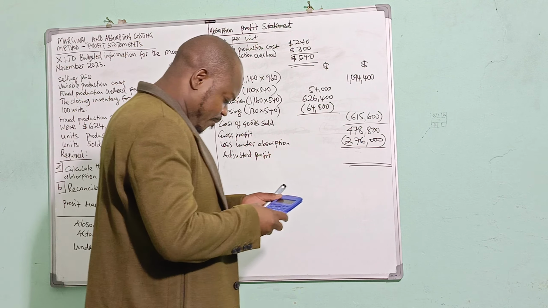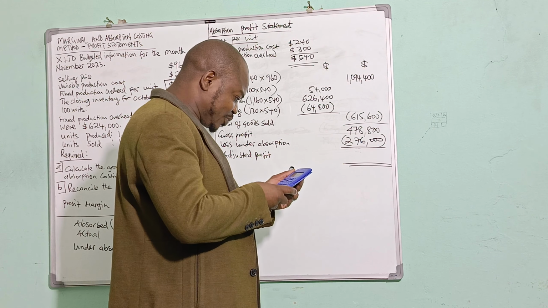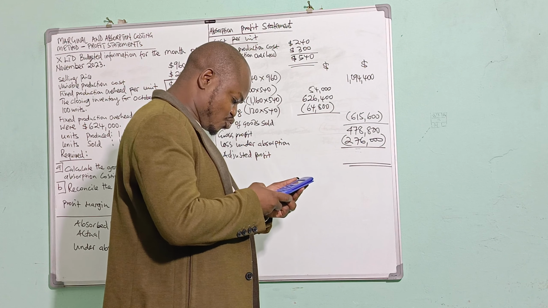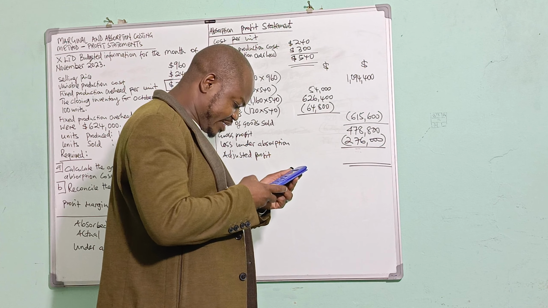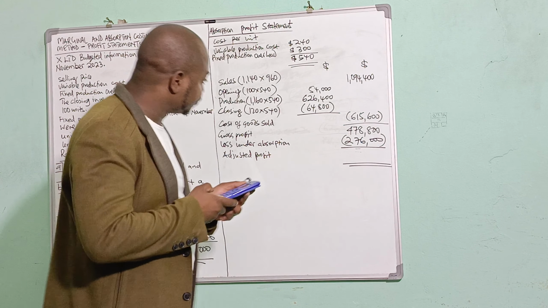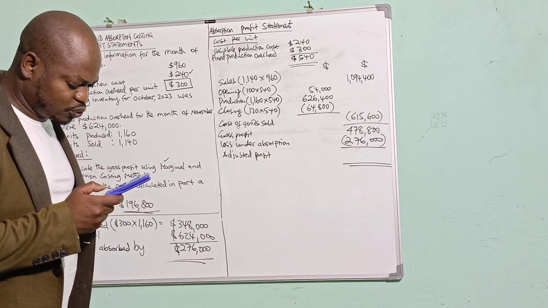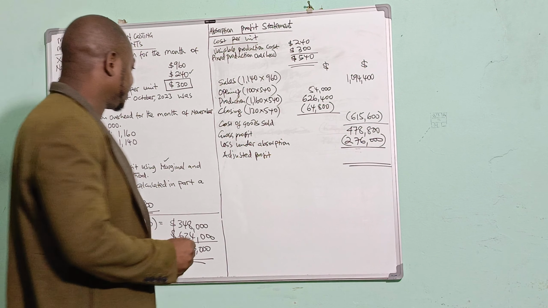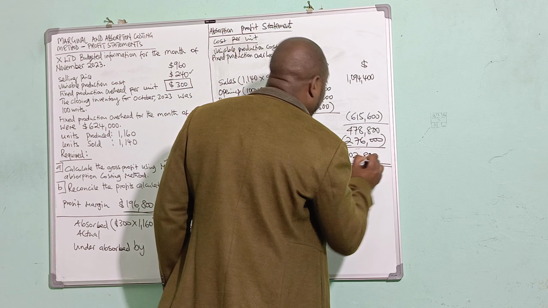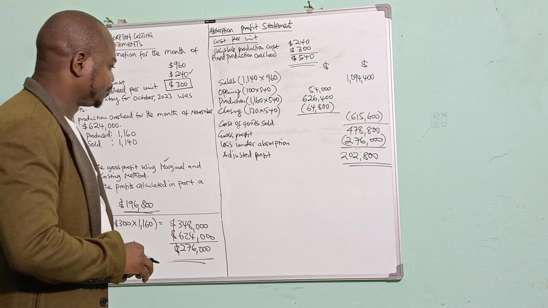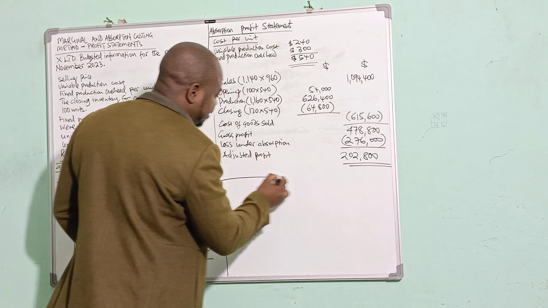So you see, absorption costing approach has got issues. You need to understand how to adjust for under and over absorption. So the profit figure is $202,800. That's the profit figure. All right? That's the profit figure.